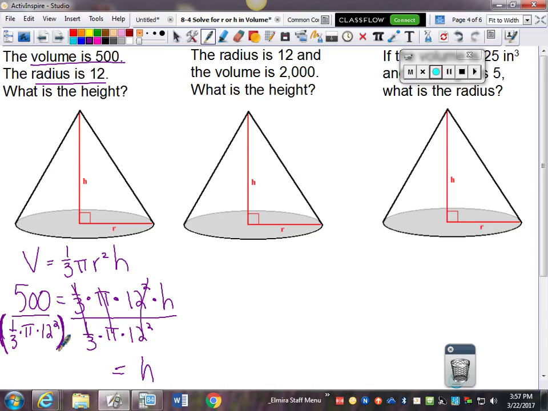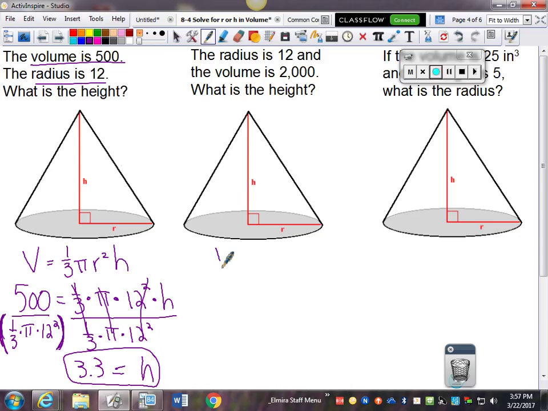500 divided by parenthesis. Now there's a fraction, 1/3. 1 ABC 3 times pi times 12 squared. Close parenthesis. Okay, h does not have an exponent, so that's my full-on answer, and I'm done.